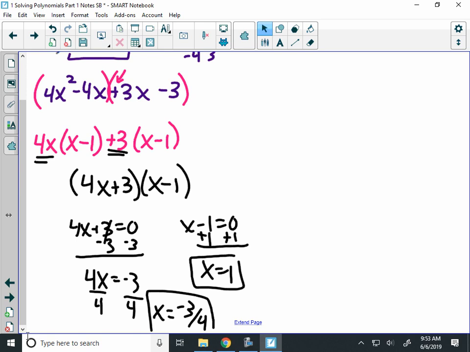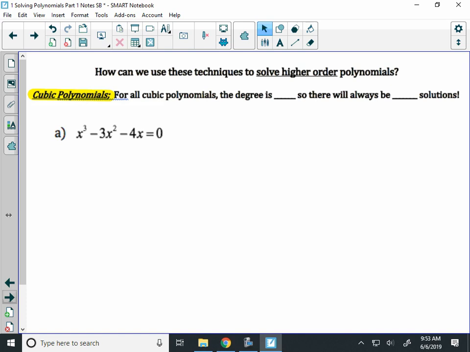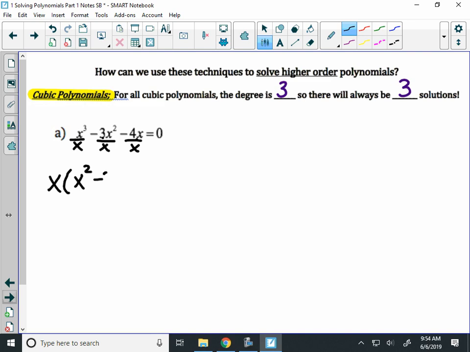Now let's try 4 problems where we are taking the same techniques to solve higher order polynomials. We're going to start with cubic polynomials. The degree of a cubic polynomial is 3, so there's always going to be 3 solutions. So let's combine all of our factoring methods. I have x cubed minus 3x squared minus 4x. Well, it is a trinomial, but there's something that I should notice first. There's a GCF. Each one of these terms has an x in it. So to divide x out of every term, I'll have x times x squared minus 3x minus 4.